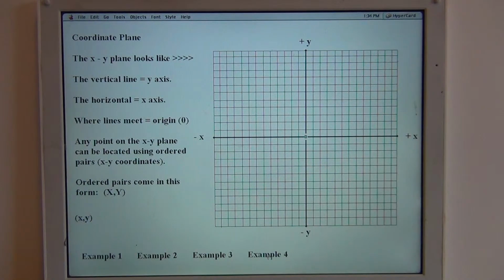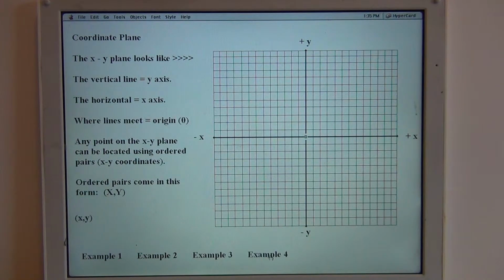Take a look at the last one. This is a little different, but I'm sure you'll get it. Here, the name of this spot is negative 9, 0. So we have to move negative 9 along the x-axis. 1, 2, 3, 4, 5, 6, 7, 8, 9. But y is 0, so we don't move anything on the y-axis. So that point right there is negative 9, 0.